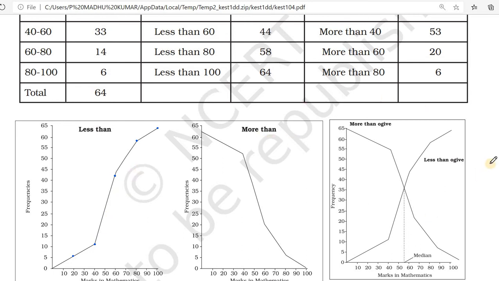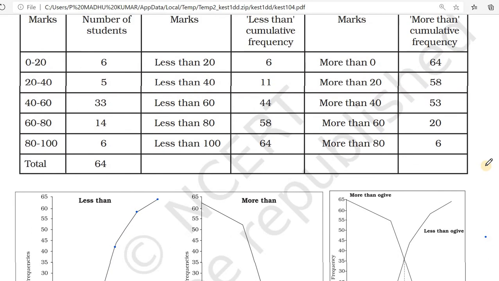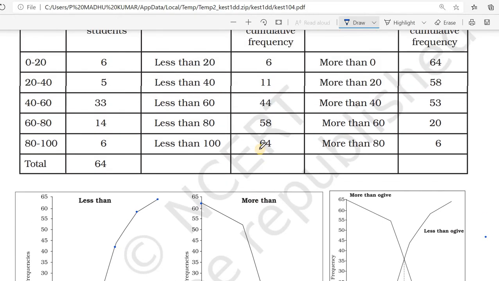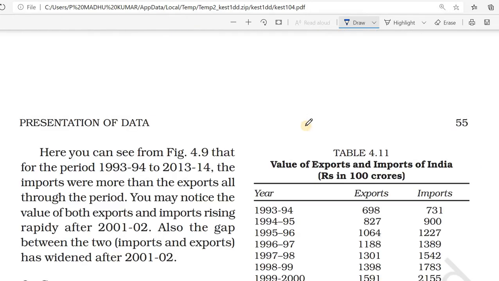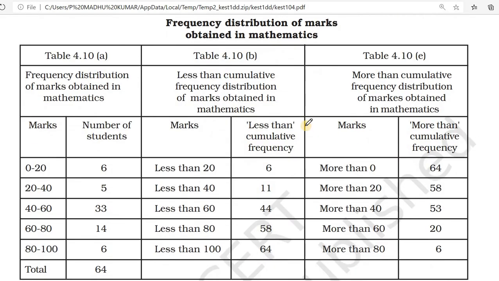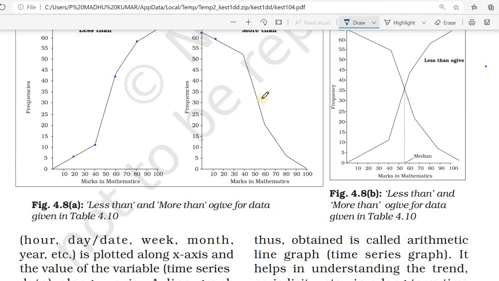Next one is the more than ogive. For that, the first point is more than 0, it is 64. Then the 0 and 64 point will be here. Next, 20 and 58 will be here. Next point is 40 and 53. Then 40 will be here and 53 will be here.